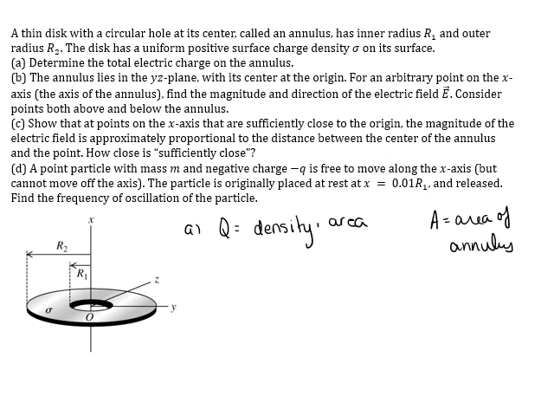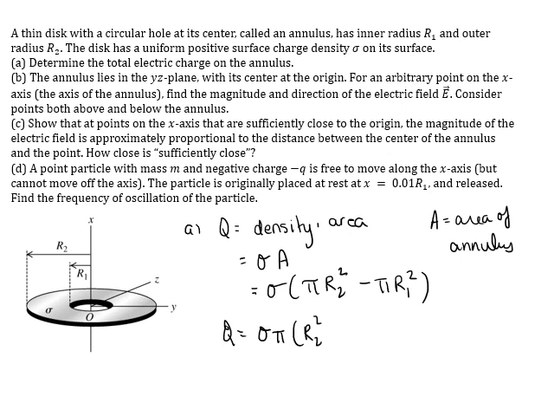For the area of the annulus, so that's sigma times A, what we have is our big disk. If it were completely solid, it would have an area of pi times its radius squared. But it's not completely solid. We've drilled out a circle in the center, so we have to subtract this amount of area because we took that out. Okay, so then this gives us our expression for our charge. Q is equal to sigma times pi times R2 squared minus R1 squared.